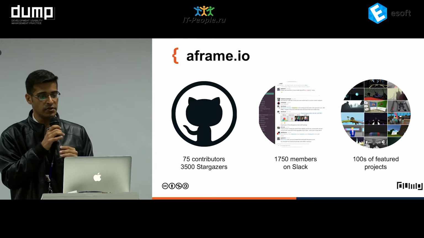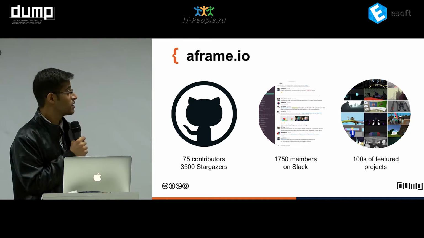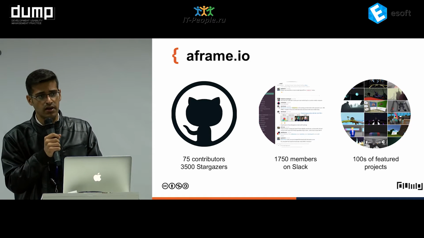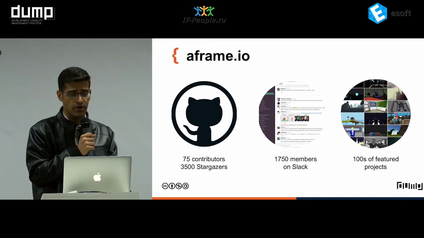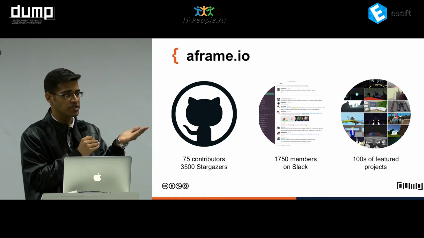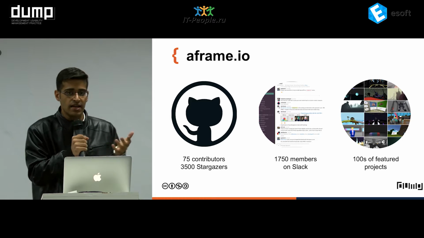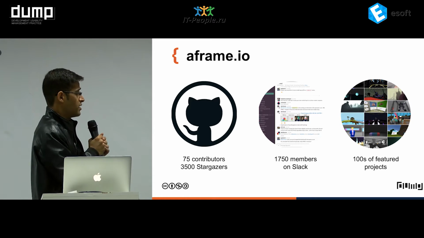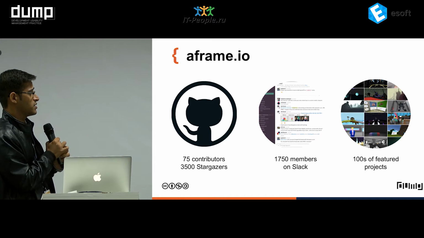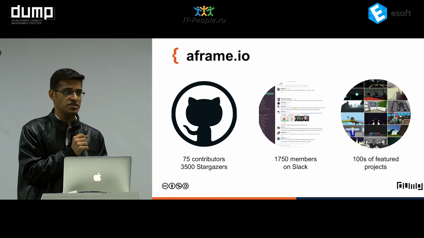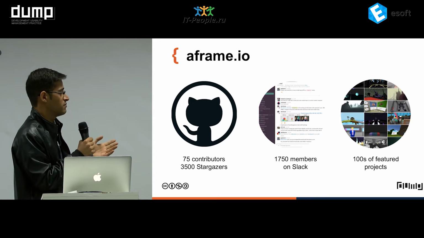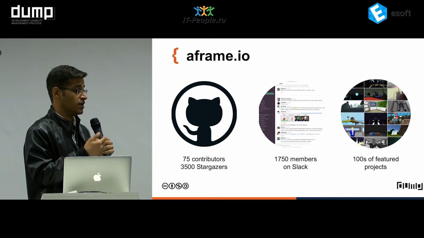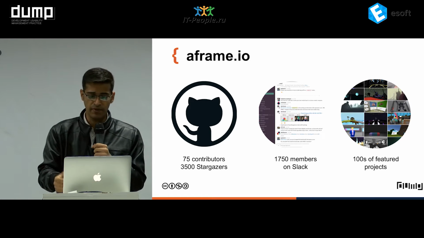A-Frame is an open source and inclusive project. You might have opened the website already. It's aframe.io, and most of the work is done on GitHub. There is an active community on Slack where you can share your projects, interact, hang out, seek help, and there are a lot of active developers there. The last time I checked, there were about 1,750 members on Slack, which is bigger than what the WebVR API community currently has. So this goes to show how widely it has been adopted by people.